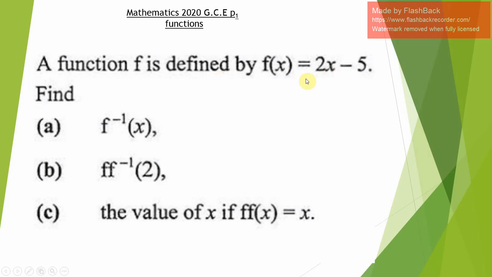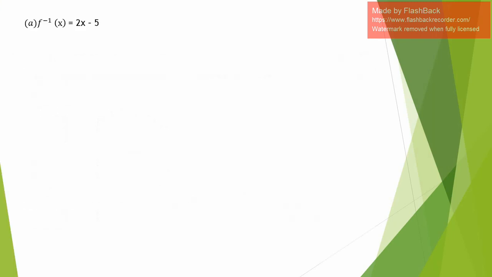Now, how do we go about it? How do we find the inverse of x? That is what we'll be doing. So the function f of x is equal to 2x minus 5. They're saying that we find the inverse. Immediately you see a power of -1, that means it is the inverse. So they're saying f inverse of x, which is equal to 2x minus 5.